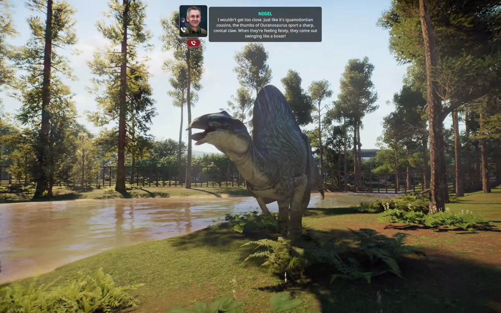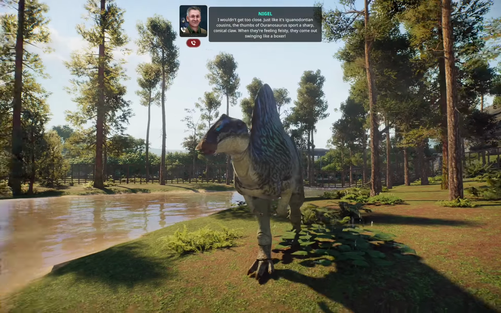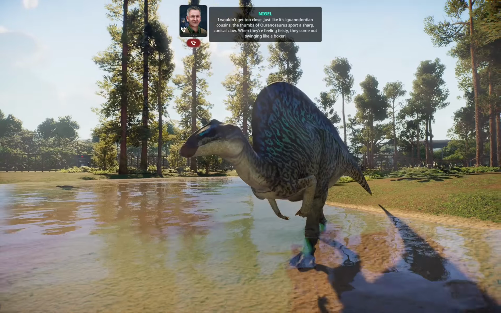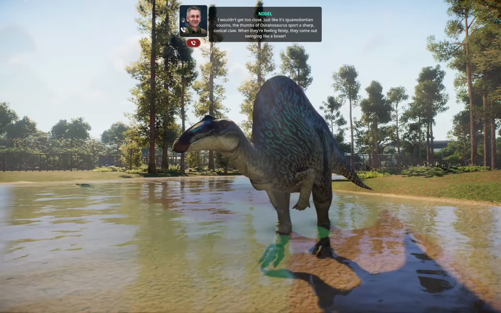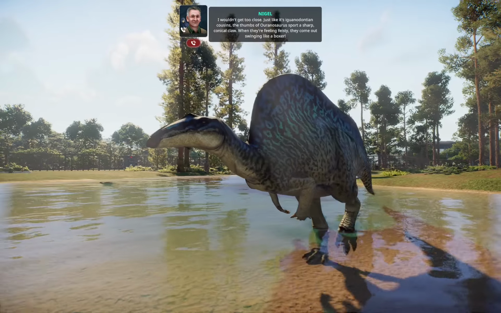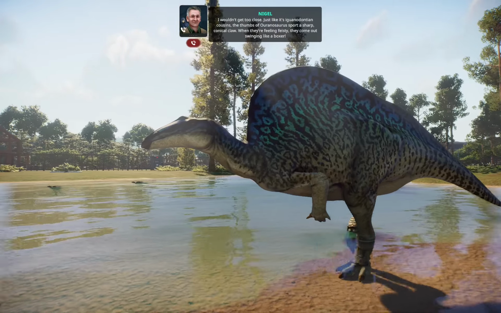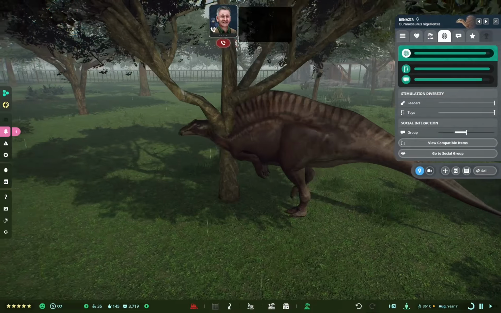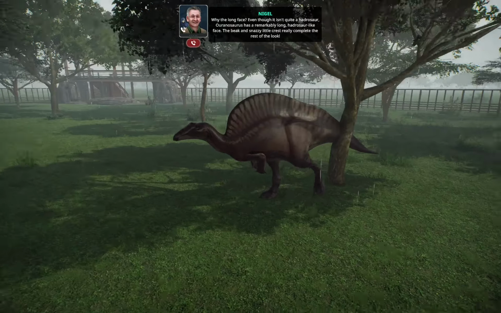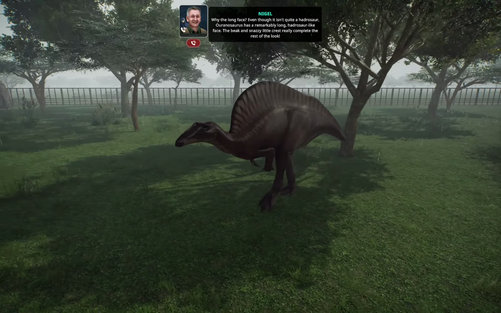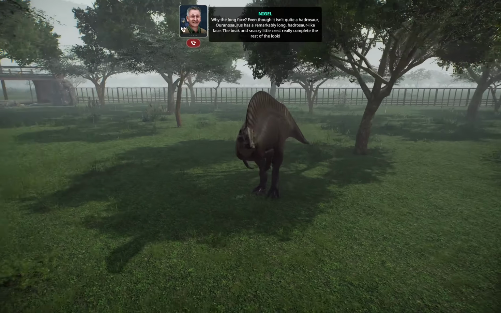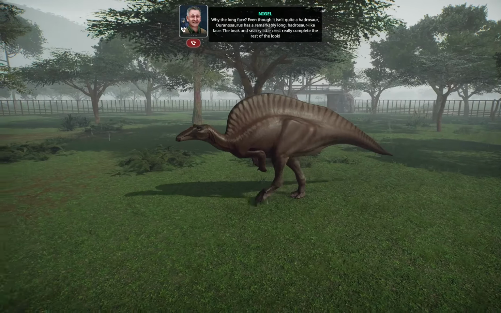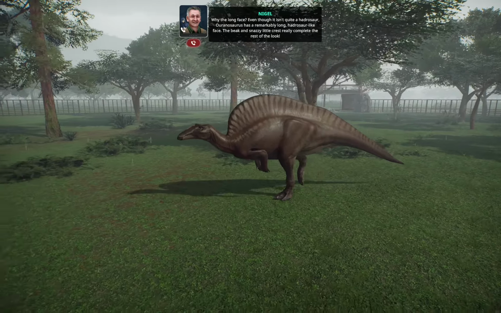I wouldn't get too close though. Just like its iguanodontian cousins, the thumbs of Ouranosaurus sport a sharp conical claw. When they're feeling feisty, they come out swinging like a boxer. Why the long face? Even though it isn't quite a hadrosaur, Ouranosaurus has a remarkably long hadrosaur-like face. The beak and snazzy little crest really complete the rest of the look.